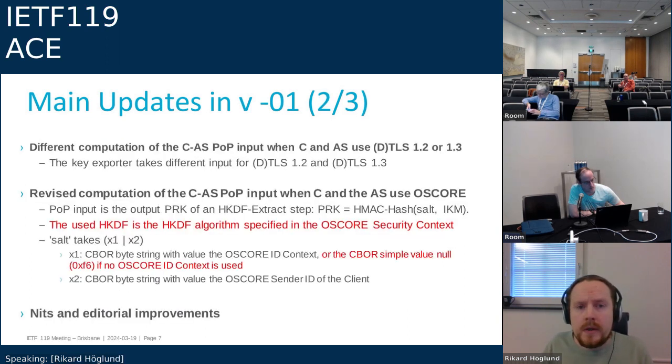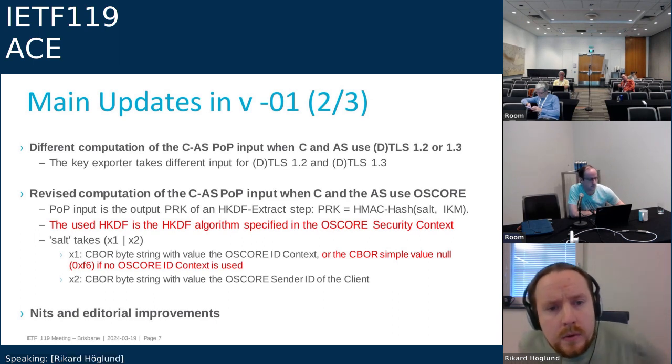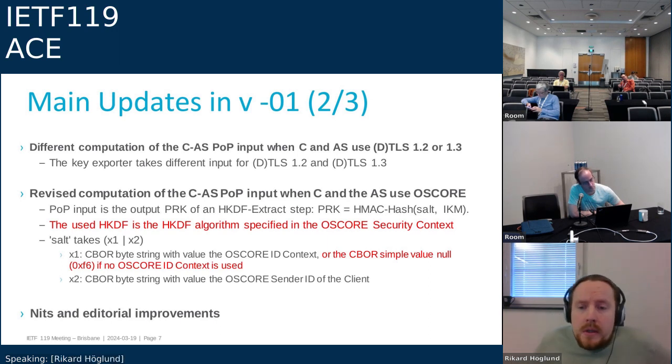Yeah, further updates. We differentiate now between how you compute this C to AS proof of possession input when you use DTLS 1.2 or 1.3. And this is because the key exporters have slightly different interfaces. We also revise the computation of the POP input when the client and AS are using OSCORE as their communication protocol. So basically, the proof of possession input is the output of an HKDF extract step. And previously, we were thinking that the HKDF algorithm to use is something you have pre-configured on the AS. But we thought about that a bit more and we realized, why not just say that the HKDF algorithm is the same one that is used in the OSCORE security context shared between the client and AS. That's a simpler solution.